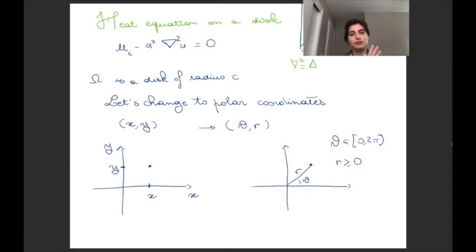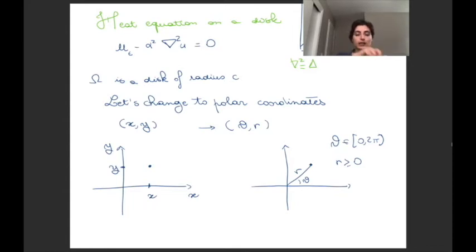I use nabla squared and delta as interchangeable. They are the same thing. And now we introduce the domain omega, and we say it's a disk of radius c. So we change from Cartesian coordinates x, y to polar coordinates theta and r.